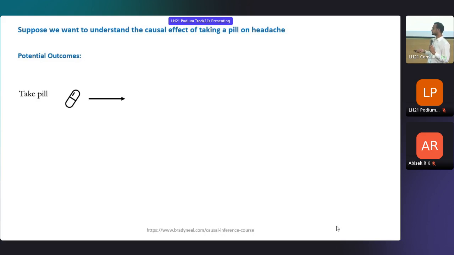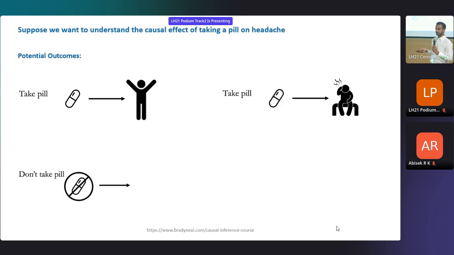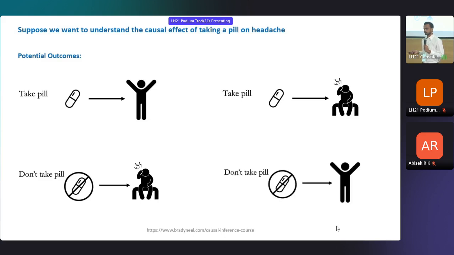The treatment levels here could be taking a pill or not taking a pill, and what could be the potential outcomes for each of these treatments? Suppose the treatment is taking a pill: the headache might go away after you take the medicine, or the headache might stay. You don't know. Both of these are the potential outcomes for the treatment of taking a pill. And for no treatment, you also have two potential outcomes: the headache might stay or the headache might go away. So how do we know if the pill has a causal effect on the headache?